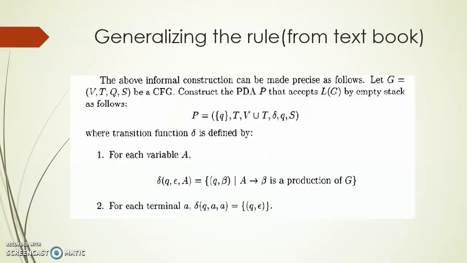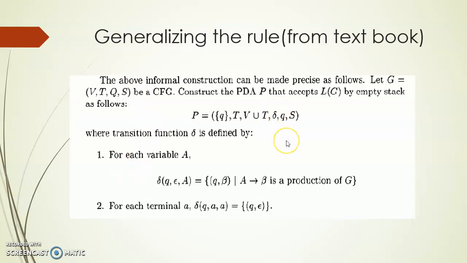From this, the rule inferred is given here. Let G equal (V, T, Q, S) be a context-free grammar. From that, we are going to construct a PDA P that accepts the language L of G by empty stack. Since this PDA accepts by empty stack, it is not necessary to have the 7th component, which is the set of accepting states. Q is the single state obtained from this conversion. T is the terminals of the context-free grammar. V union T indicates that the set of stack symbols is the collection of variables and terminals present in the given grammar.